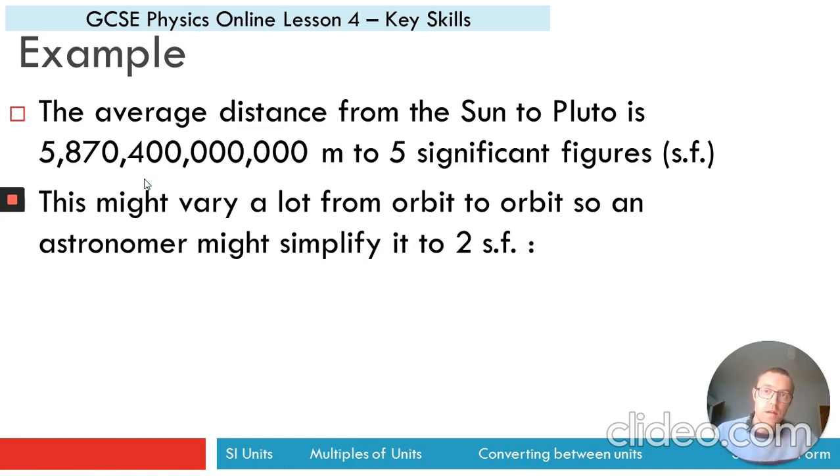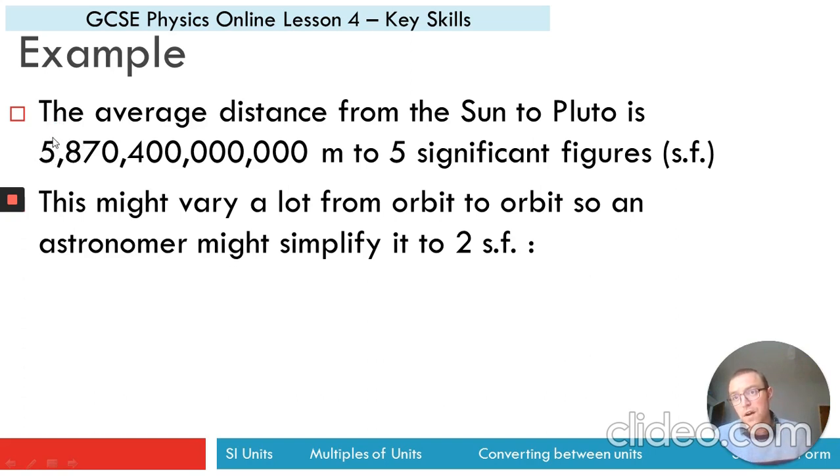So this average distance, in fact, Pluto, as we saw last lesson, has a very highly elliptical orbit. It's also very eccentric. So giving the answer to that amount of precision, that amount of significant figures, might not be appropriate at all. They might want to give it to 2 significant figures. If we're asked to give it to 2 significant figures, we're only going to need to include the first 2 digits going from the left.